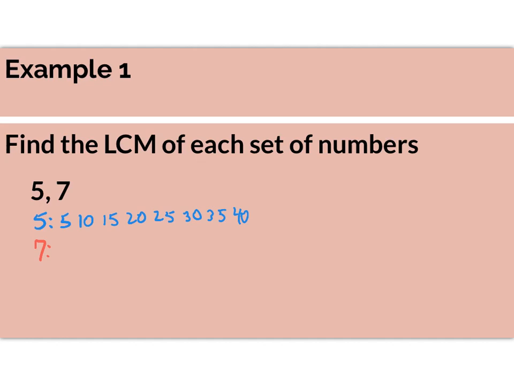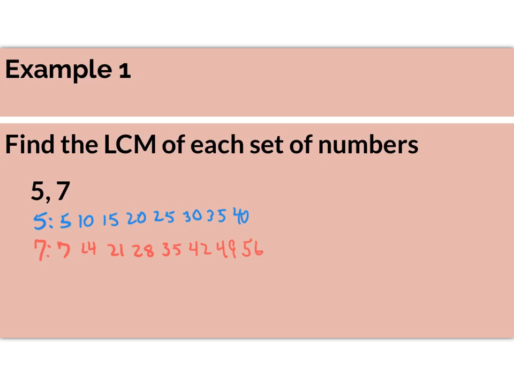Now 7. 7 times 1 is 7. 7 times 2 is 14. 7 times 3 is 21. Then 4 is 28. Then 5 is 35. Then 42, 49, and 56.